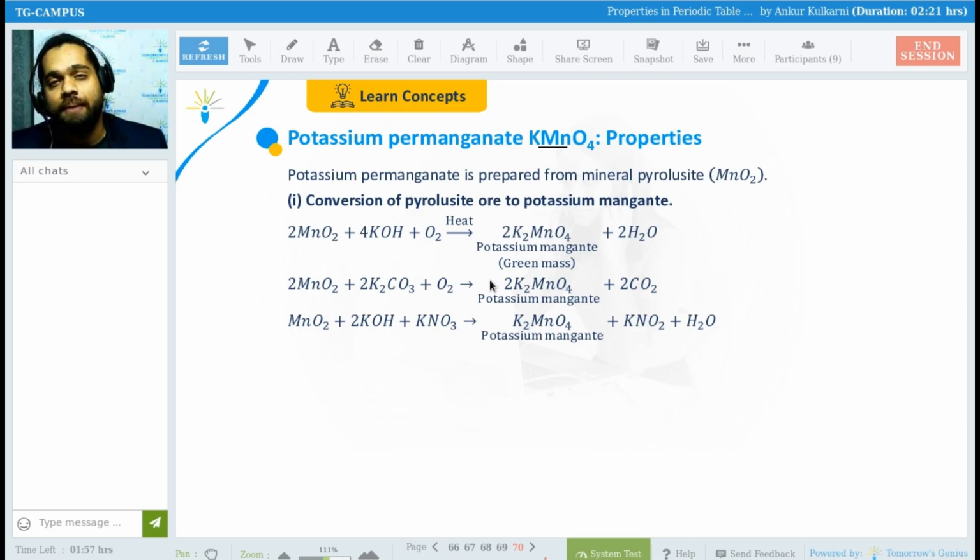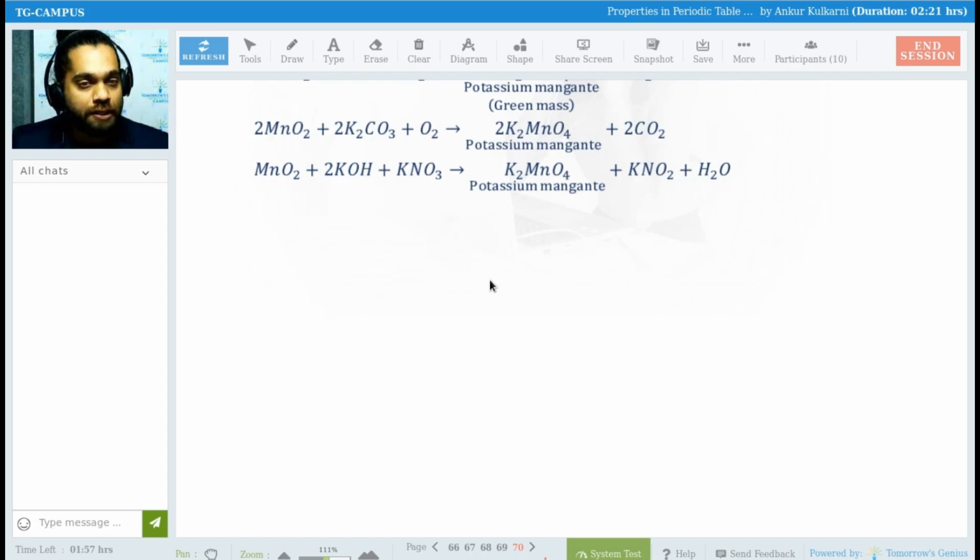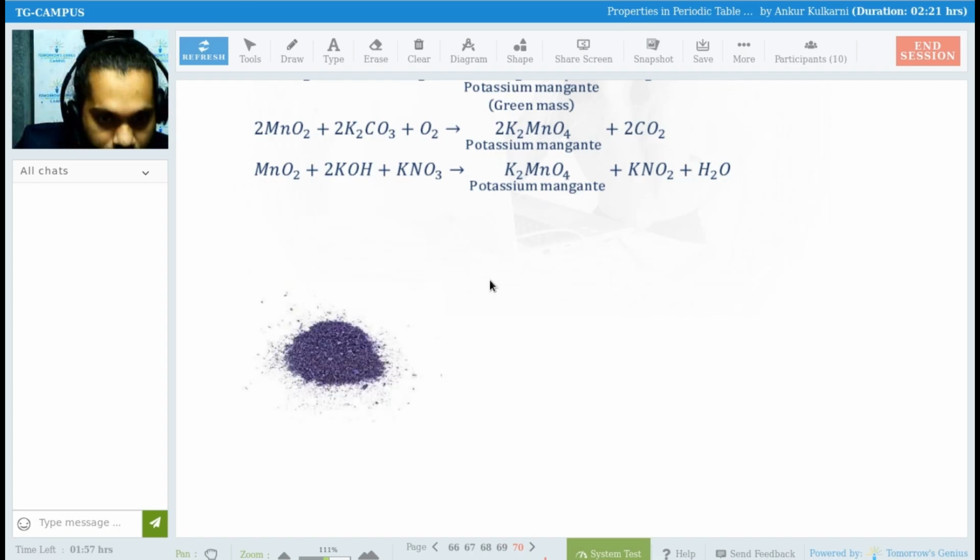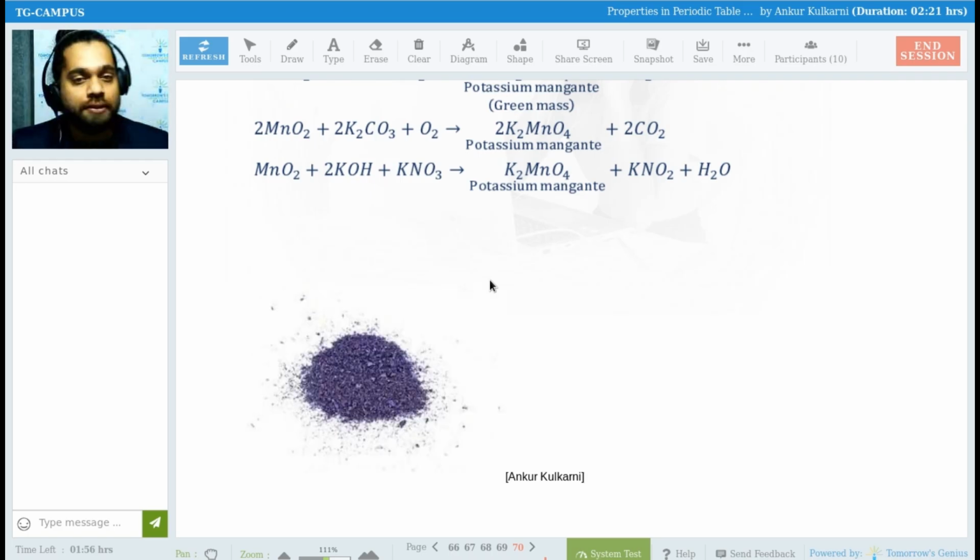Okay. Let me show you how your KMnO₄ looks. Actually, you can say it is very, very dark purple. If you put it in the water, you will see the actual purple. Yeah, it is like this. Not pink. We can say it is violet or purple, isn't it?